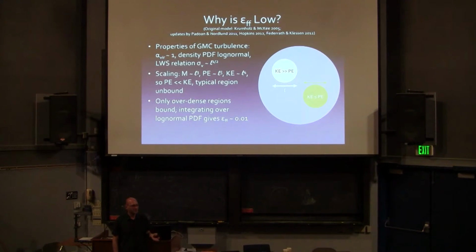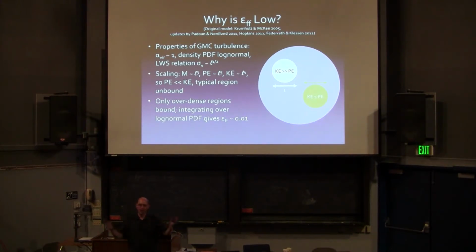All right, now let's ask how these things scale with length. Let's consider some subregion of size little l. Here's what I know about turbulence. One thing I know about turbulence is that it obeys what's called a line width size relation. That is, the bigger the size scale I look at, the larger the velocity dispersion I will measure.